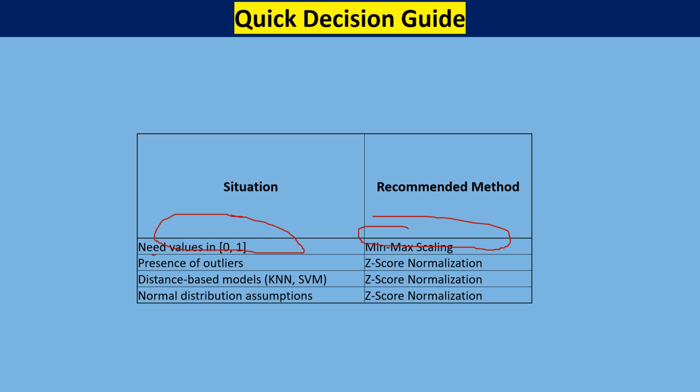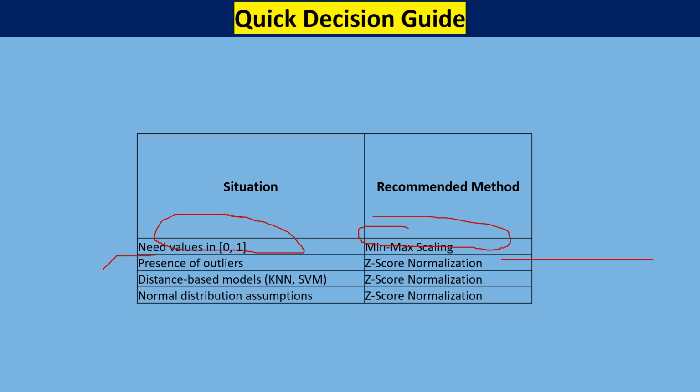Presence of outliers: min-max scaling can be heavily skewed by outliers. If you have extreme values, the entire scale gets compressed. Z-score handles this better. Standardization based on mean and standard deviation makes outliers more manageable without distorting the rest of the data. Distance-based models, KNN and SVM, that is where normalization is core.